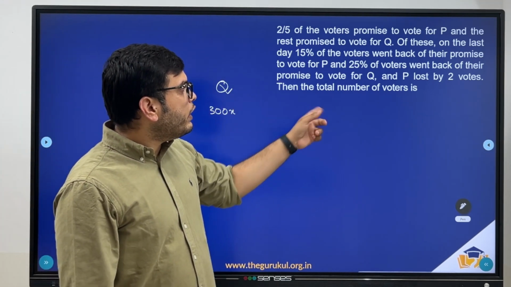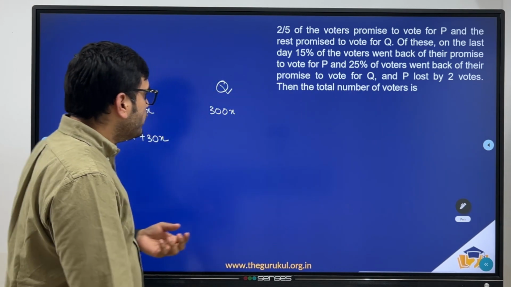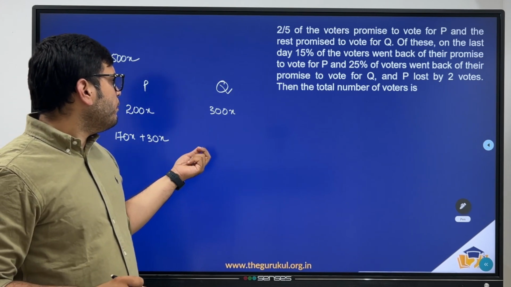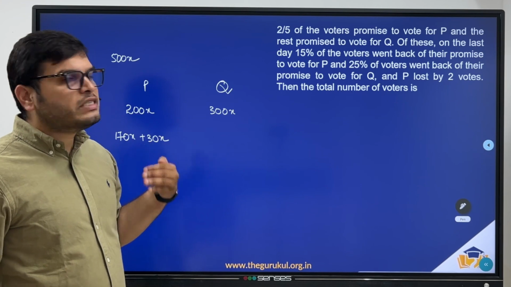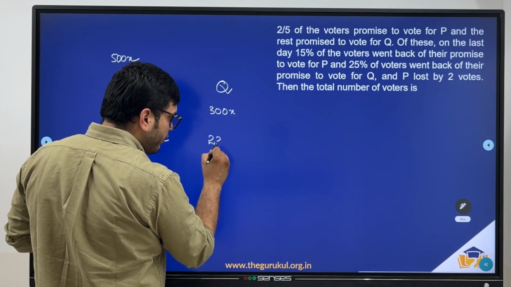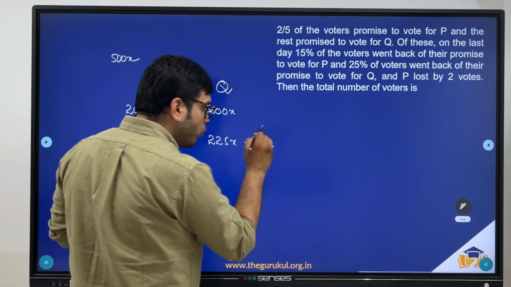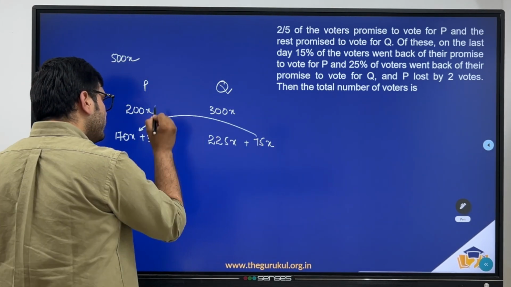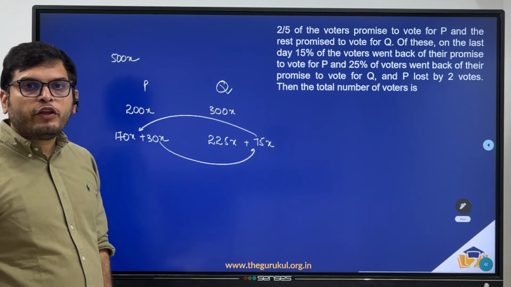Now, similarly, 25% of the voters went back on their promise to vote for Q. So what is 25% of 300x? 10% is 30, 20% is 60, 25% is 60 plus 15, 75. So I'll be writing 300x as 225x who kept their promise plus 75x who did not keep their promise. So these 75x voters voted for P, and these 30x voters voted for Q.